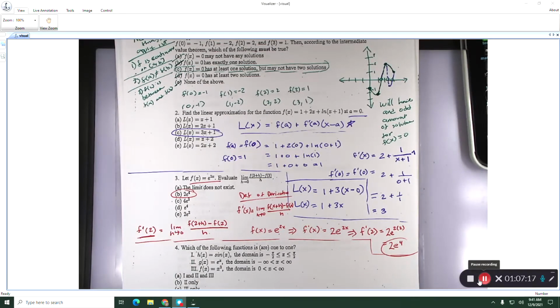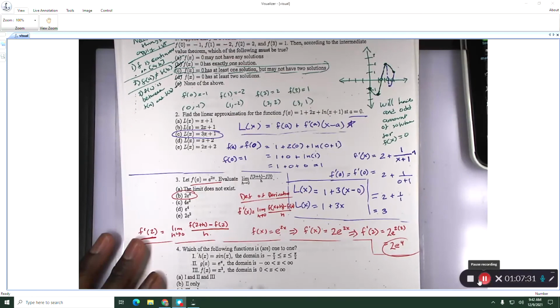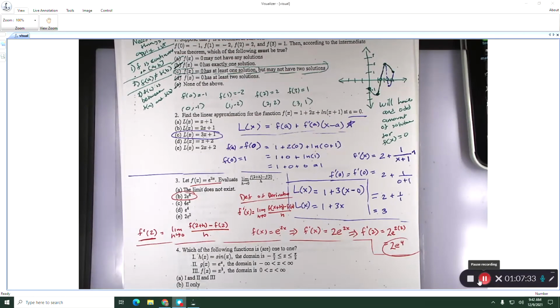Okay. Number four is a little bit of trig and algebra, not just calculus. I will not be using derivatives to do this one. I don't want to say it's non-calculus. It's calculus related, but you don't necessarily need to find the derivatives or anything like that.